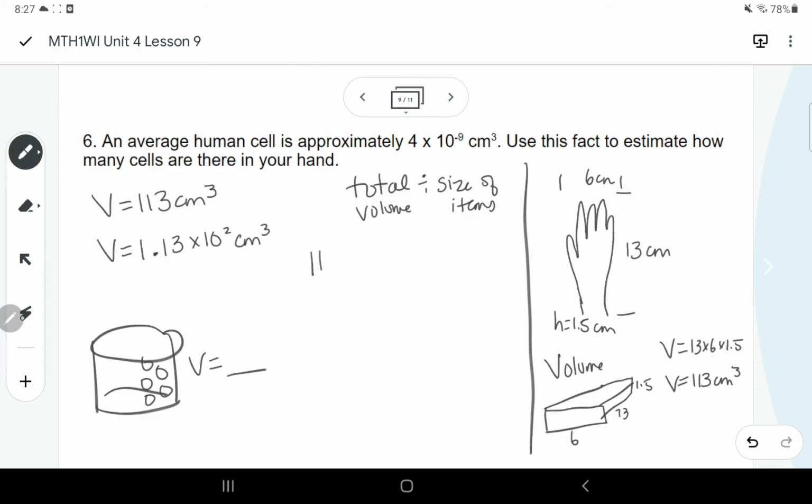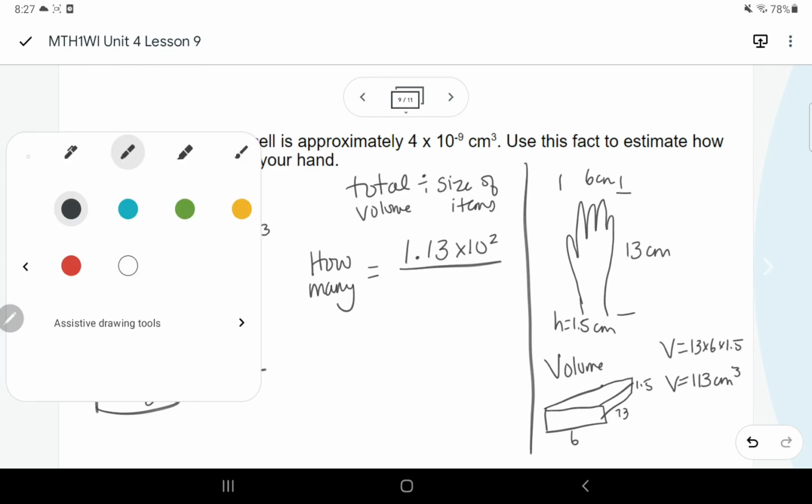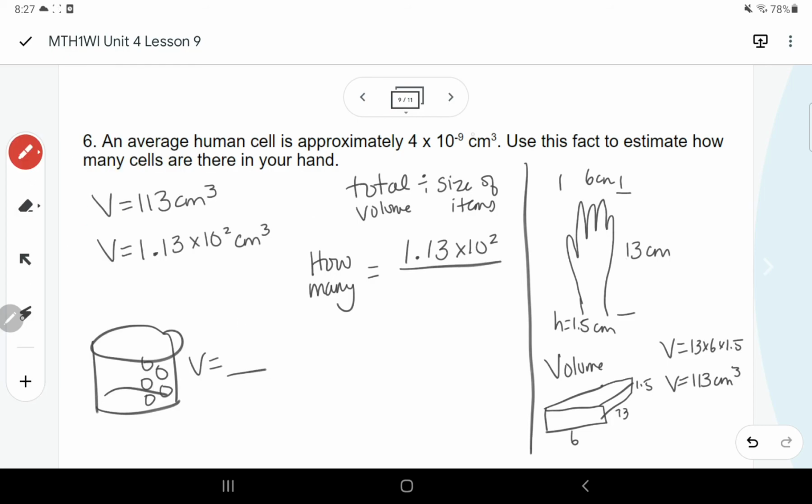So how many is going to be the total volume. So I'm going to say 1.13 times 10 squared divided by the size of each cell. I don't know if you guys have looked at cells in microscopes in science yet, but it's a really interesting thing. They're super teeny tiny. So this will be 4 times 10 to the negative 9. I'm going to divide those.